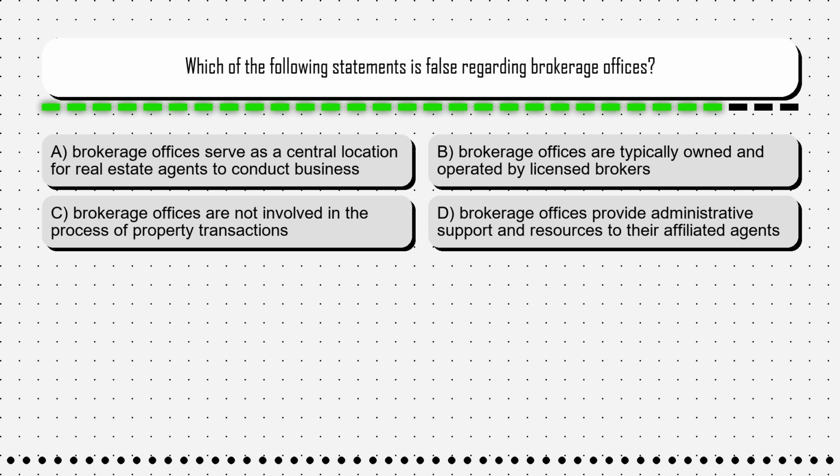Question 83. Which of the following statements is false regarding brokerage offices? Option A, brokerage offices serve as a central location for real estate agents to conduct business. Option B, brokerage offices are typically owned and operated by licensed brokers. Option C, brokerage offices are not involved in the process of property transactions. Option D, brokerage offices provide administrative support and resources to their affiliated agents.